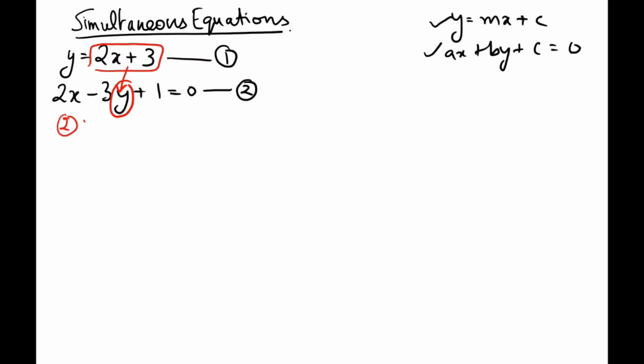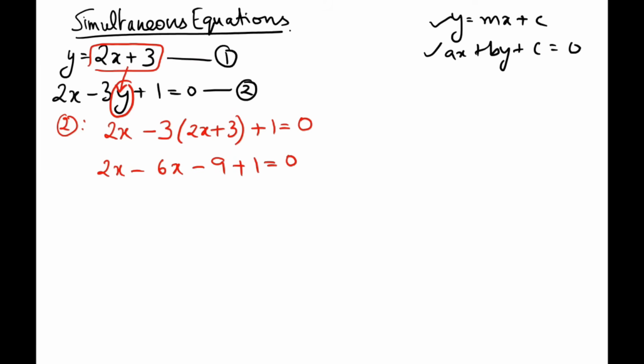So the second equation becomes 2x remains the same, minus 3 also remains the same, but in the place of y we bring the expression for y from the first equation and put that into this place. So y becomes 2x plus 3 and the remaining part is the same. So equation number 2 becomes 2x minus 3 times (2x plus 3) plus 1. Solving this as usual is very simple: opening the brackets and simplifying, collecting all the like terms together, and solving for x.